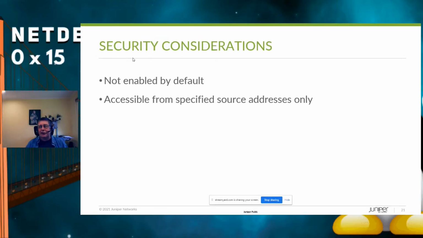Now, again, security considerations. This is not enabled by default. Maybe you don't want to be telling everyone in the world what the names of your interfaces are or what their MTUs are. And it's accessible from specified source routes only.